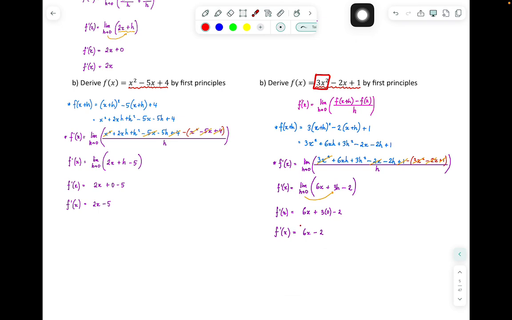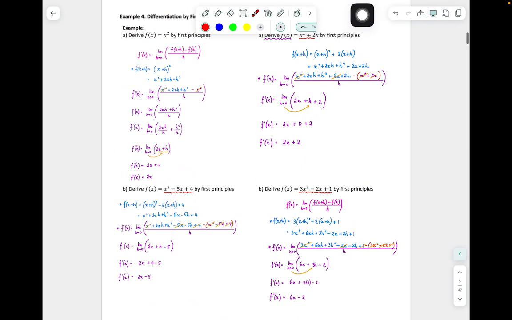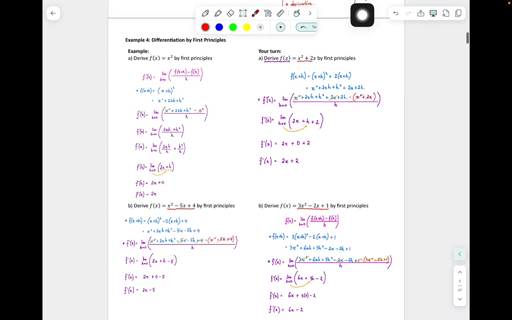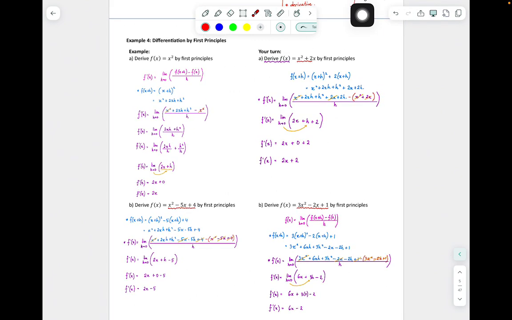Three x squared becomes 6x. Oopsies. Negative 2x becomes negative 2. Positive 1 becomes 0 again. What is happening to these constant terms? This is something we will explore in our next video. But this is how you differentiate using first principles.